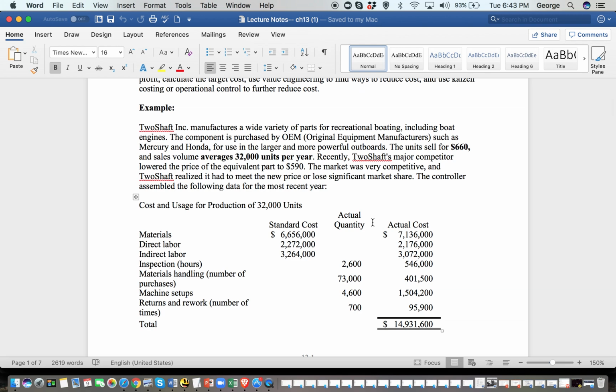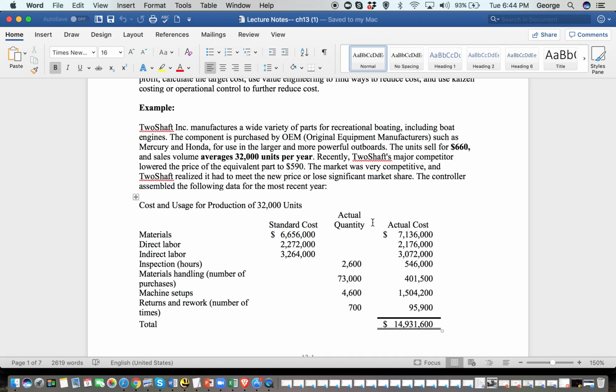Two Shaft manufactures a wide variety of parts for boating, including the boat engine. The component is purchased by original equipment manufacturers such as Mercury and Honda, who would be our customers, for use in larger and more powerful outboards. The unit sells for $660 and sales volume averages 32,000 units per year. Recently, though, our competitor lowered their price to $590. So that's really going to be the new target price. The market was competitive, and Two Shaft realized it had to meet the new price or lose market share.